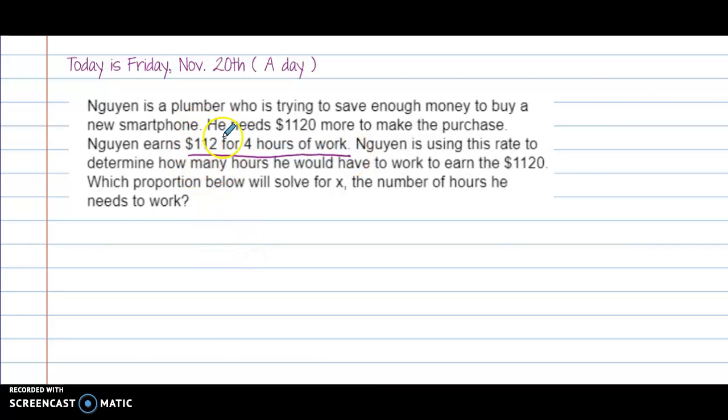So you might be going, well, what's the label here? Here it is right here. Dollars to hours is the rate, and we know that $112 he gets paid for 4 hours of work. Using this rate to determine how many hours he would have to work to earn $1,120. Some of you can figure this out because it ends in 0.